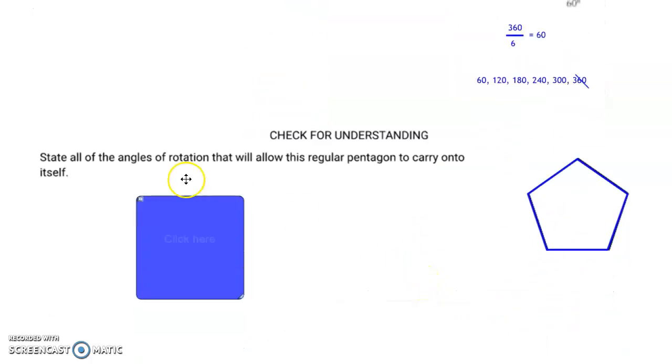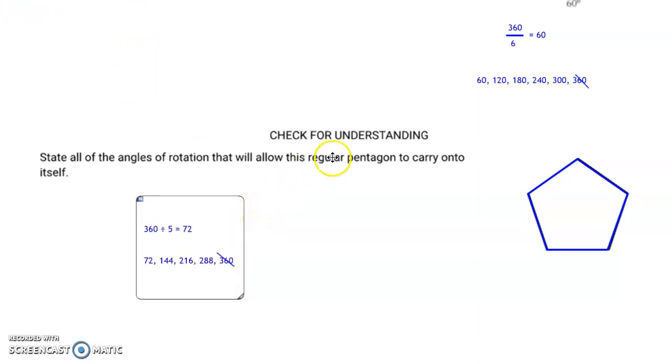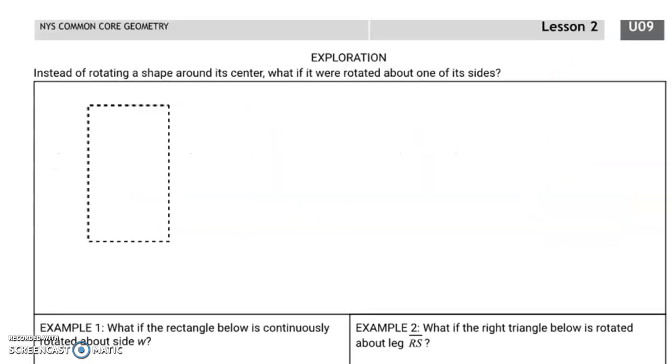For the check for understanding, state all the angles of rotation that will allow this regular pentagon to carry onto itself. Remember how many sides a pentagon has. Pause the video, try this out using the formula from above, and then see if you get it right. All right, hopefully you got 72, 144, 216, 288, and 360, right? You cross off that 360 because every time we're finding angles of rotation, we do not include 360 degrees.